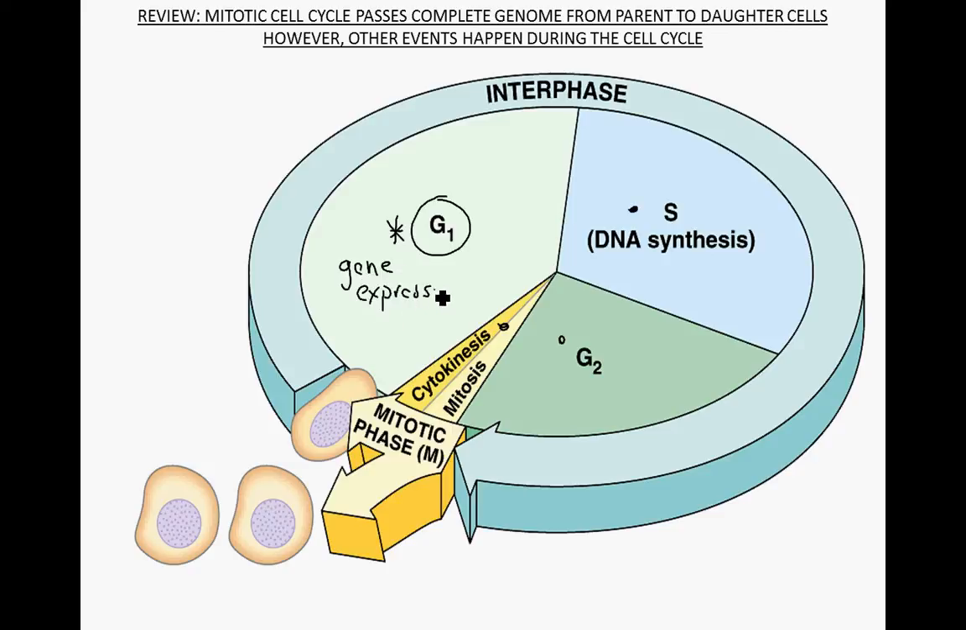Or you can think of it as what's going on in this part of the cell cycle, where cells are doing their normal cell things, expressing genes, and we'll talk a little bit more about what we mean by that. But this is when, in the life cycle of a cell, these things are happening, or this is where we are in the life cycle of the cell.